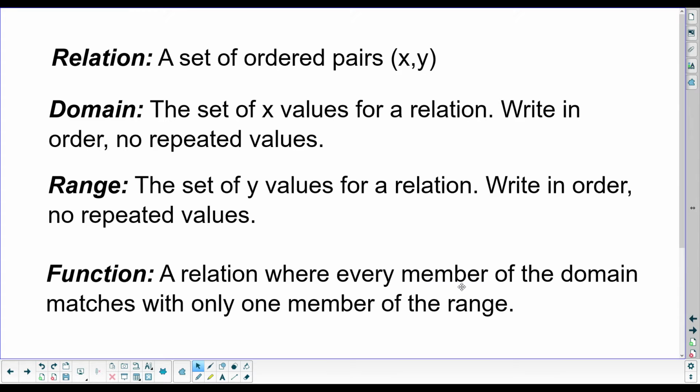All right, so we have these four things. We have a relation, properties of a relation, or some of the things that make up the relation. It's a set of points. The domain is the set of all the x values. The range is the set of all the y values. And a function is a specific type of relation that has specific properties that we'll go into in just a second.